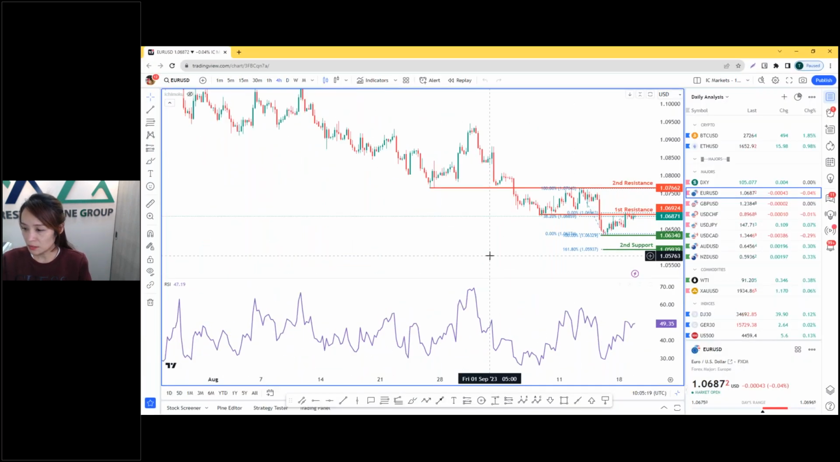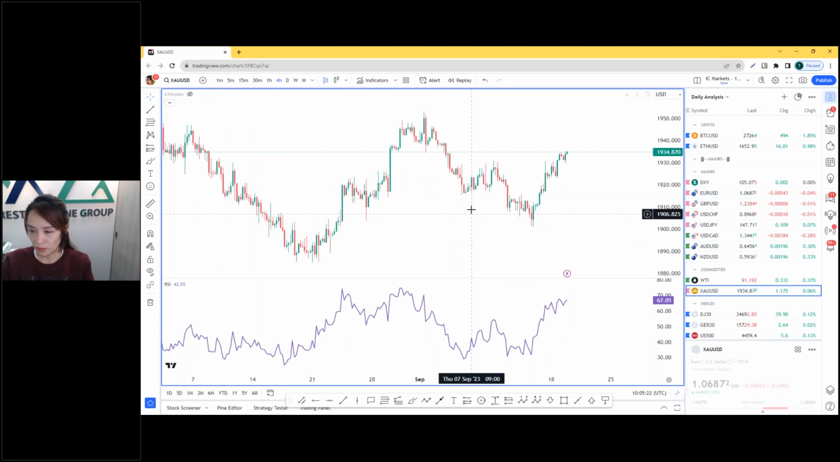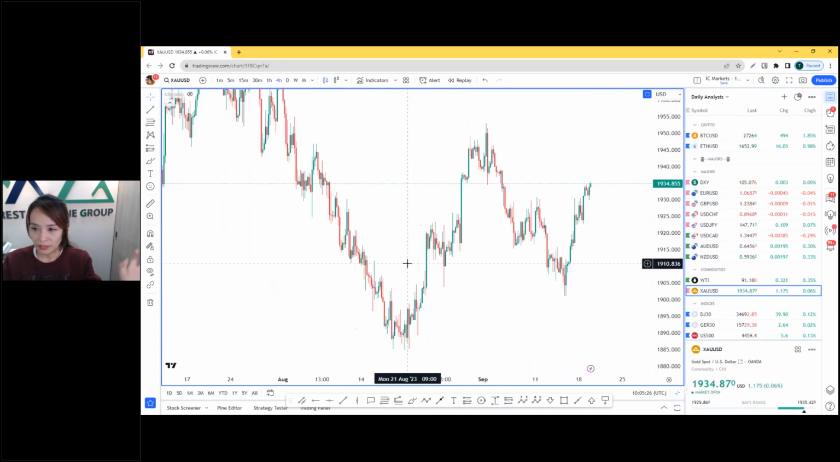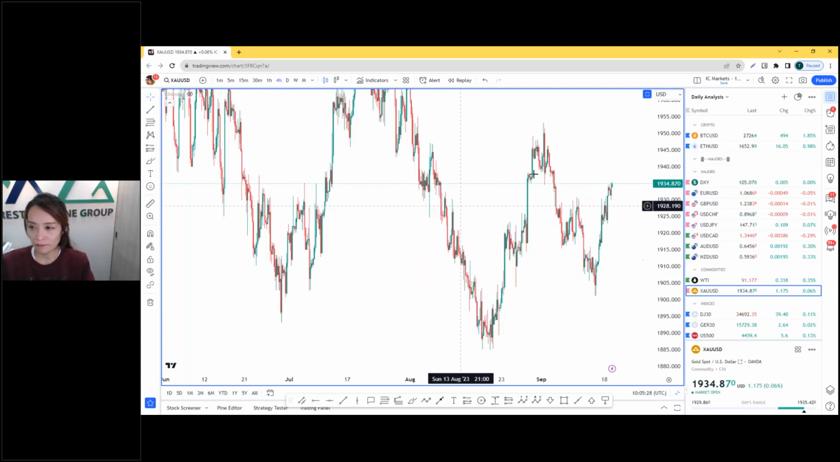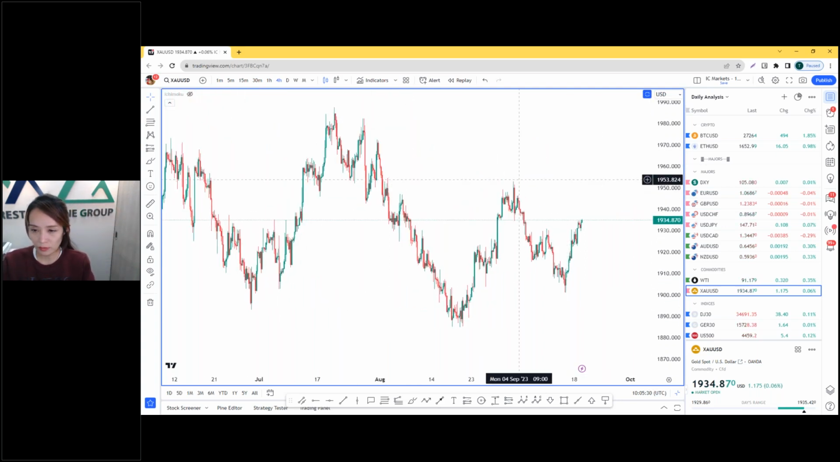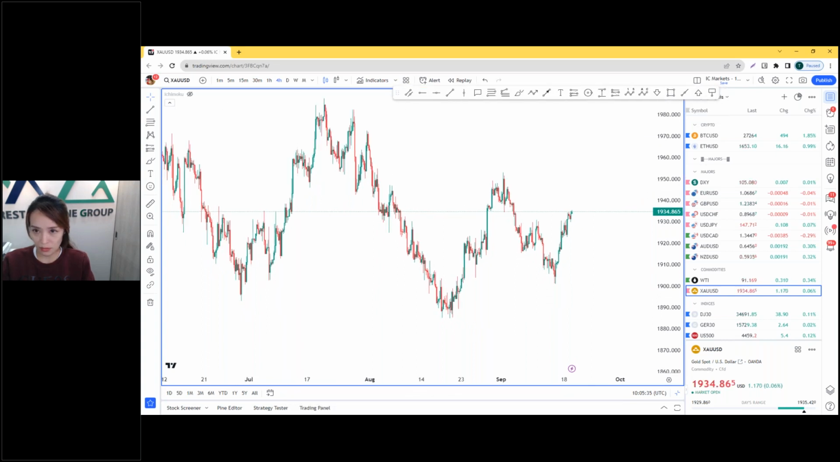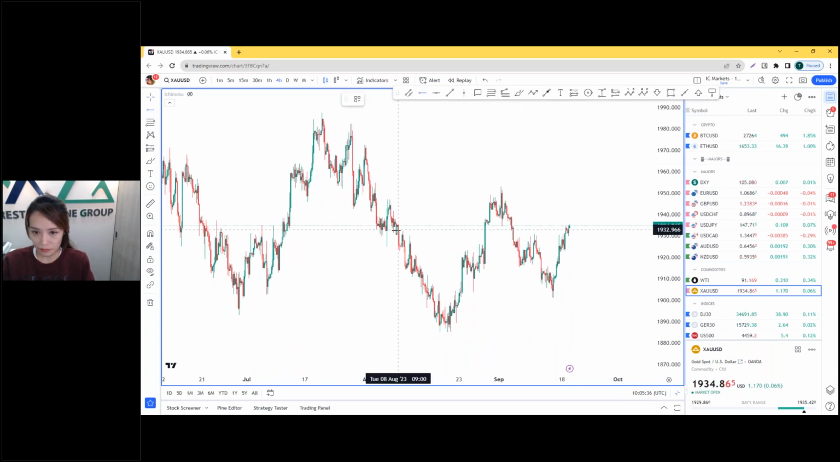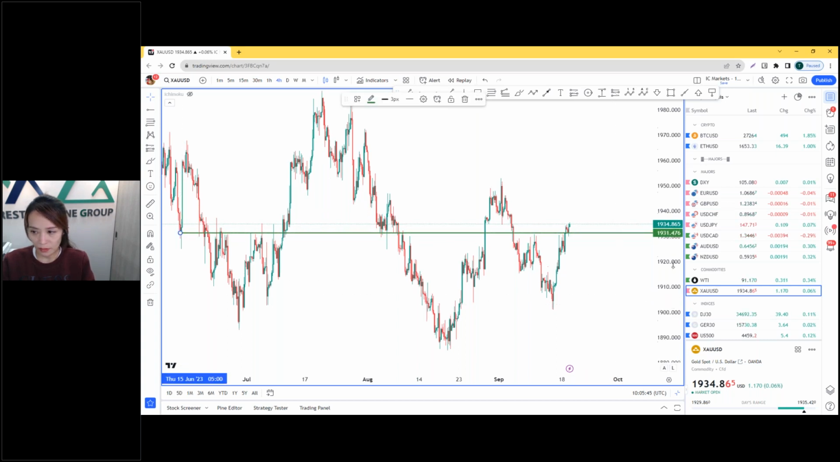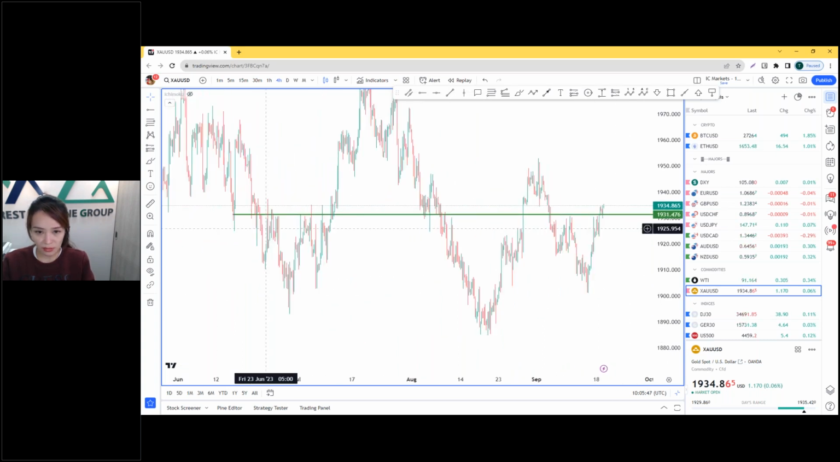Okay, if you want to find support and resistance, basically you need to identify where your first support and resistance is. I will look to the left. Remember, this one used to be the resistance level, right?